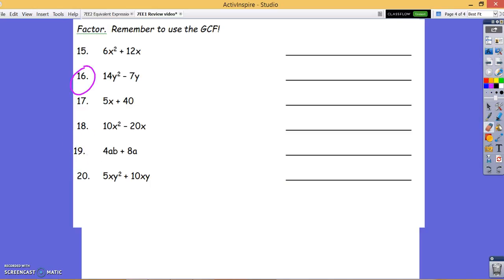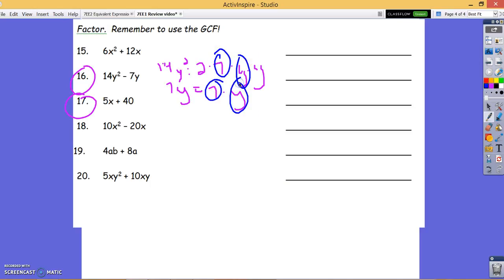Okay. So number 16, basically what we are looking for is the biggest number I can divide them by. I can divide them both by 7, and I can divide them both by y, but let's go ahead and look at the prime factorization. Sometimes that's helpful for people. The prime factorization of 14y squared is 2 times 7 times y times y. And then the prime factorization of 7y is 7 times y. So basically what I can see from the prime factorization is that 7 and y are the common factors.